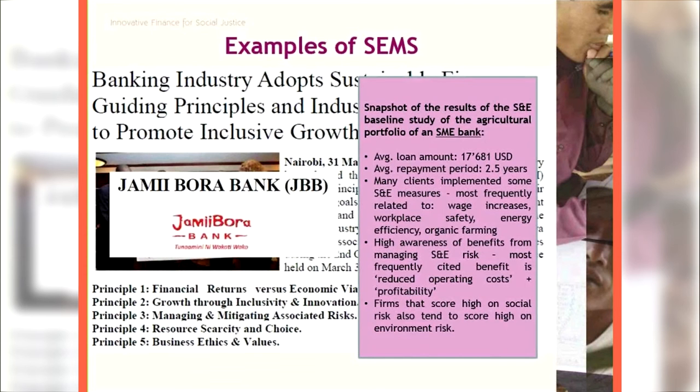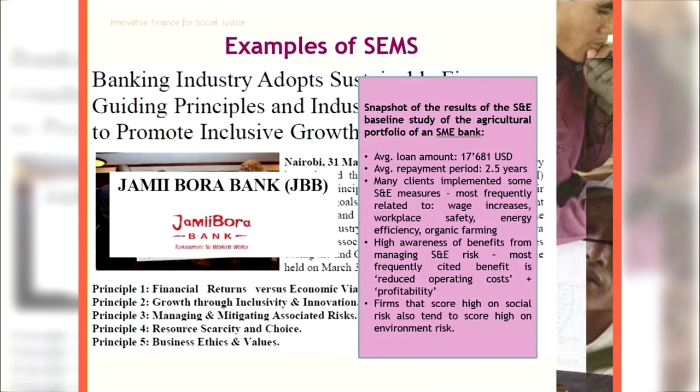Last year, we conducted, also in Kenya, a study with an SME bank on the agricultural portfolio, and we only looked at loans below $50,000. That's why you see the average loan amount was about $20,000, with a repayment period of 2.5 years. What we wanted to know was what social issues actually feature in these SMEs.